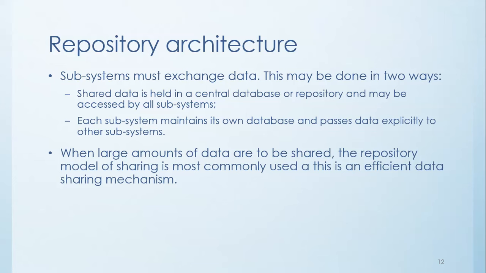You use that when large amounts of data are to be shared. The model for sharing is most commonly used, as this is usually pretty efficient. But of course, there will be issues that crop up, like locking data, using semaphores so that you don't interact, so when you have multiple processes interacting and that kind of thing.